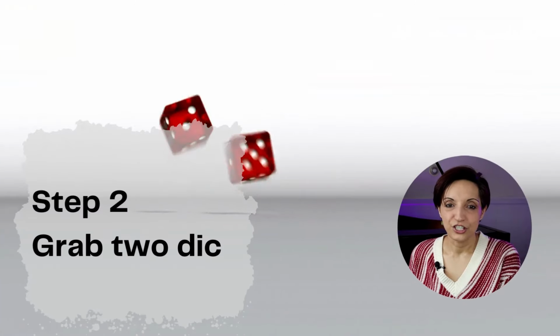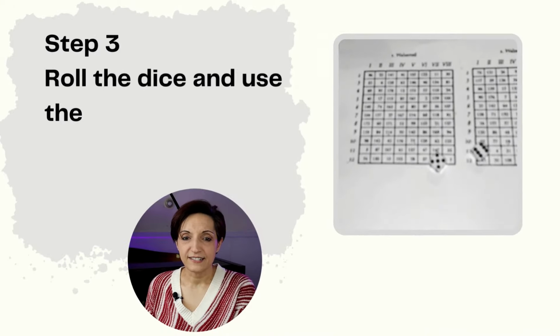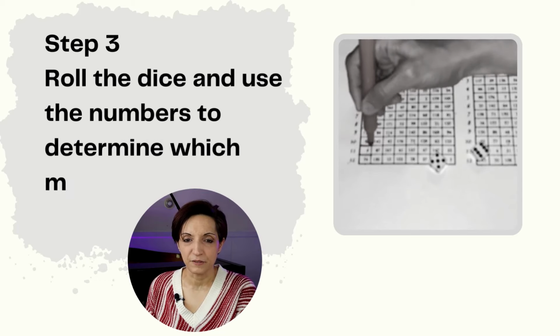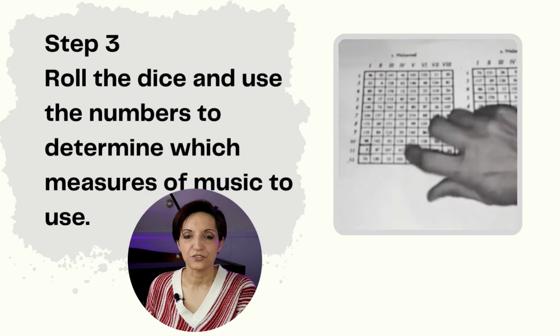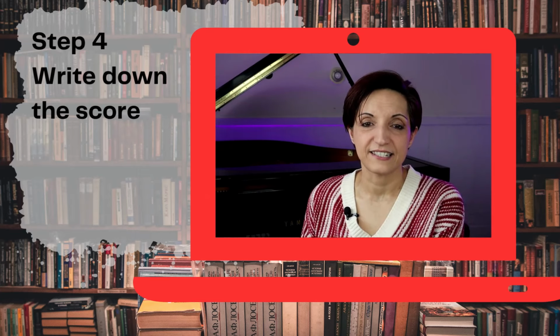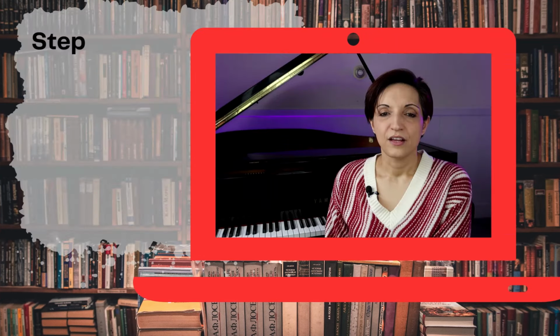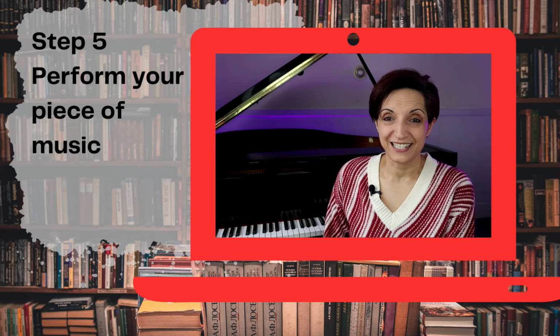Step 2. Grab 2 dice. Step 3. Roll the dice and use the numbers to determine which measures of music to use. Step 4. Write down the measures in the order that the dice dictate. Step 5. Perform your unique piece of music.